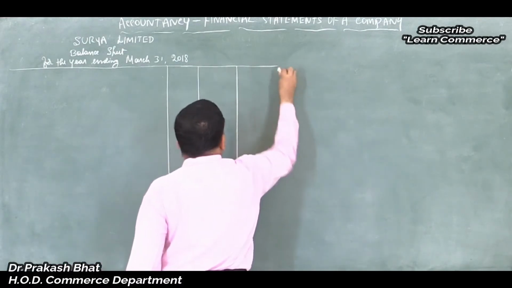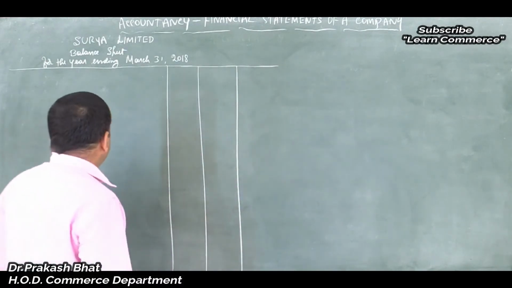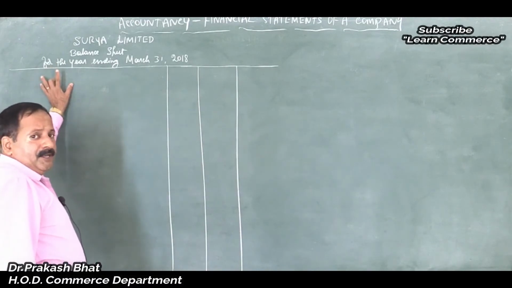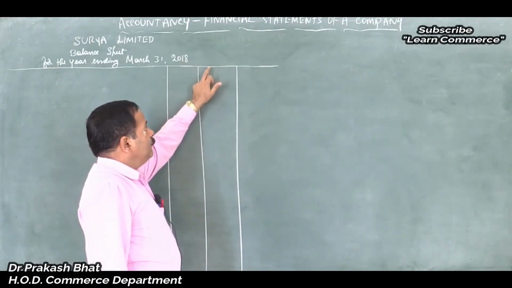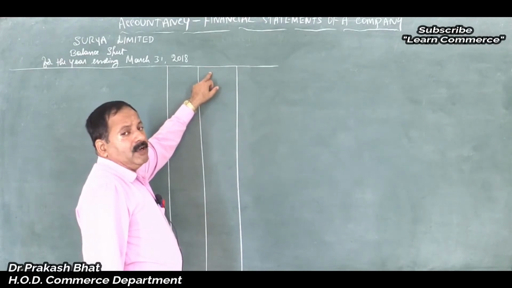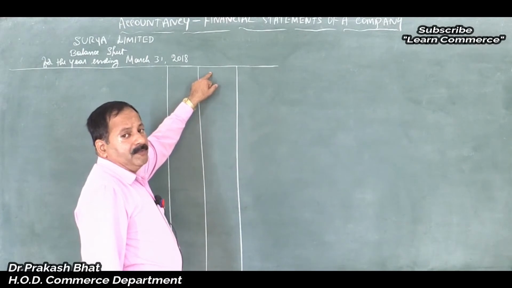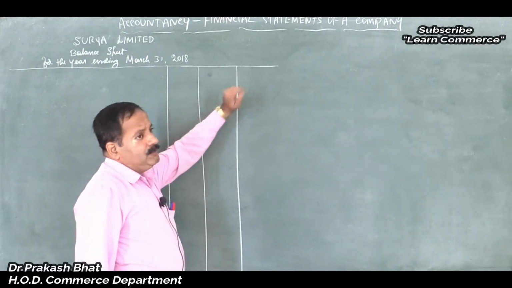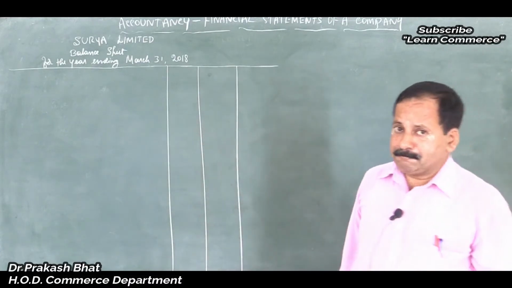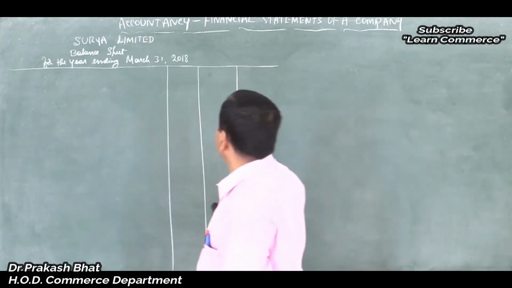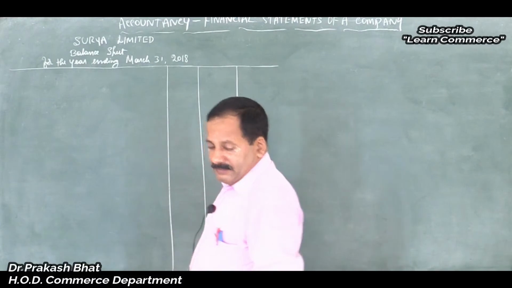Yes. I will not write column headings, just write it. Particulars, note number, figures as at the end of current reporting period, rupees, and here figures as at the end of previous reporting period, rupees. Clear? Yes. Let's start now.